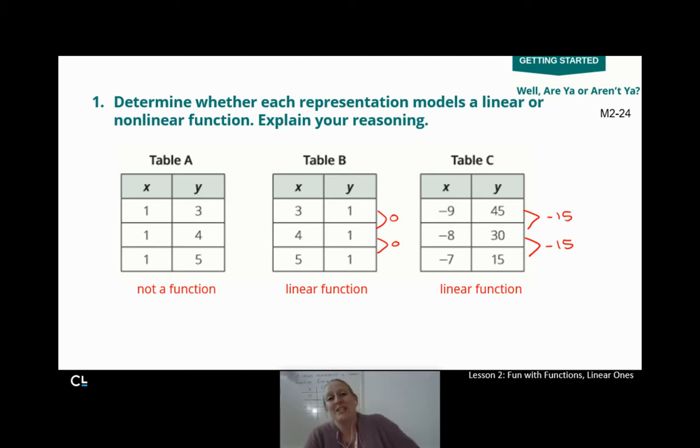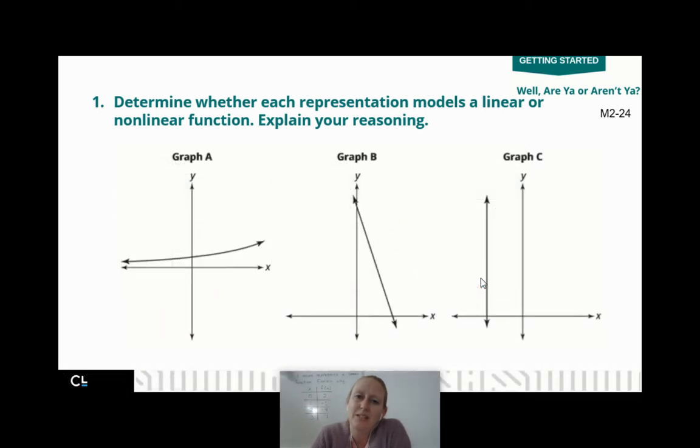And then for the last ones, the graphs. These were the easiest, weren't they? Yeah, the graphs were the easiest ones. Of course they were. Because you know it best be a straight line. And if it's not a straight line, it's not a linear function. So graph A, it's got a little bit of a curve. Just a little curve, but enough of a curve. It's not a linear function.